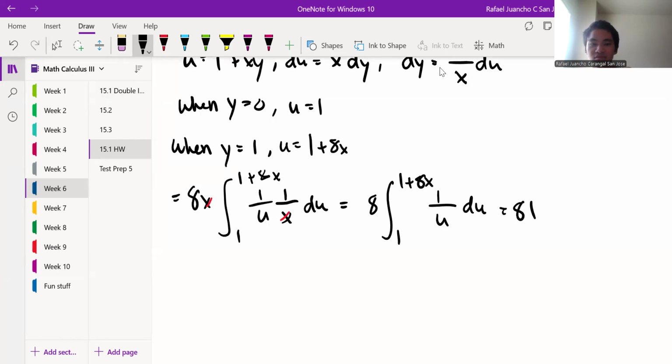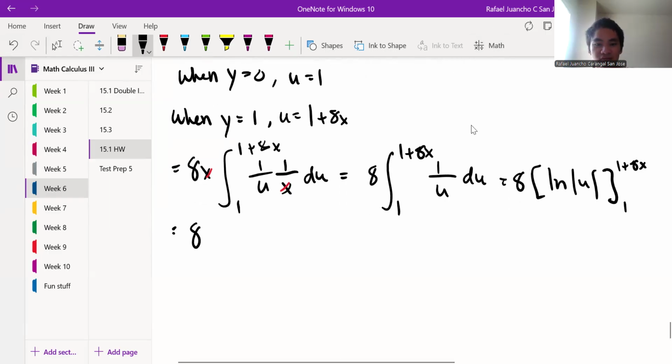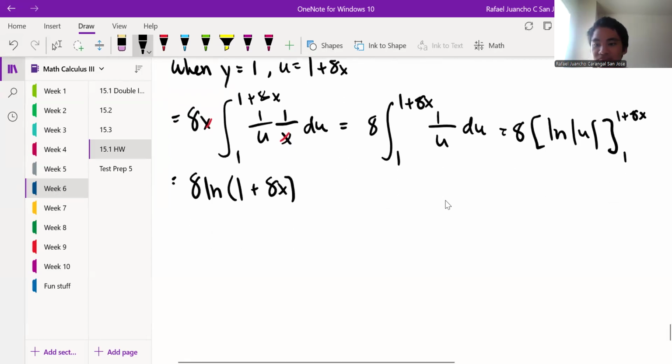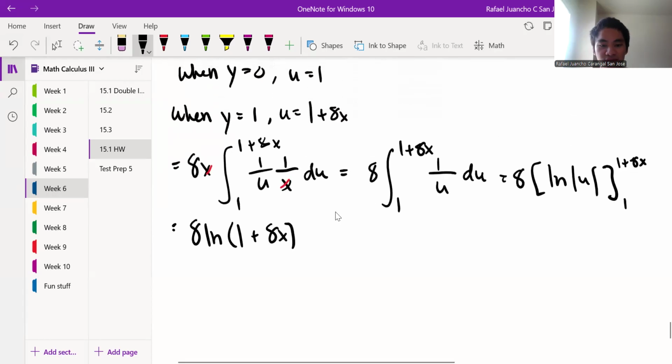So I get this thing, ln of u. There we have it. So I would get 8 natural log 1 plus 8x, right? I don't include the 1 because that's just 0. Oh, that was a nice value. Wait, let me see. Oh, shoot. I think I messed something up.